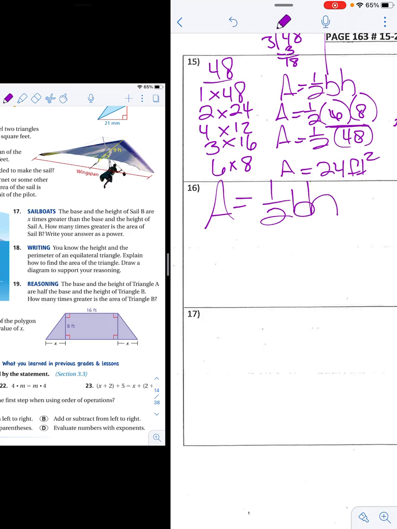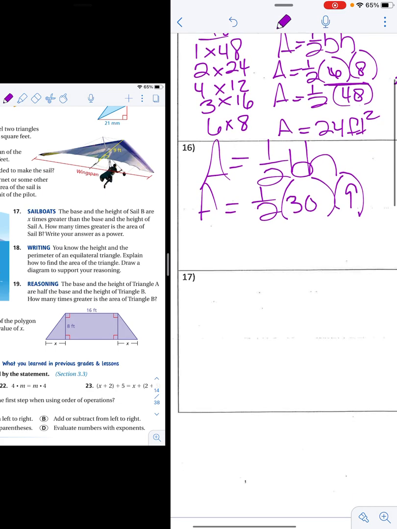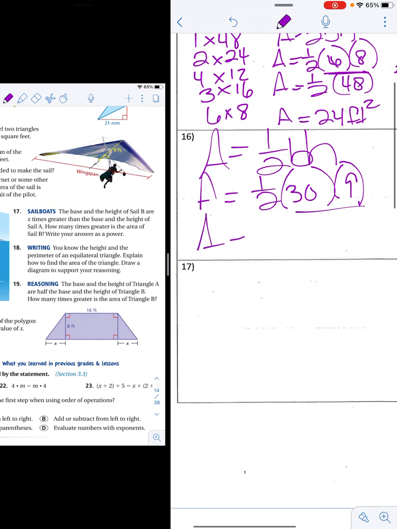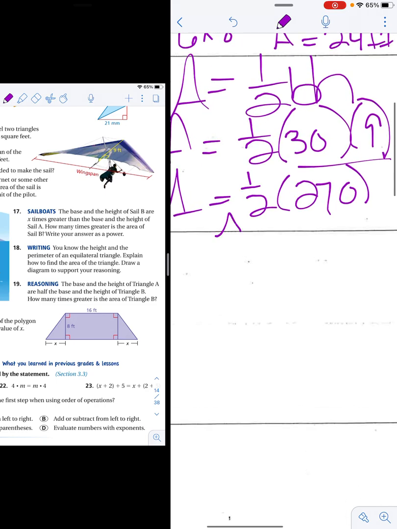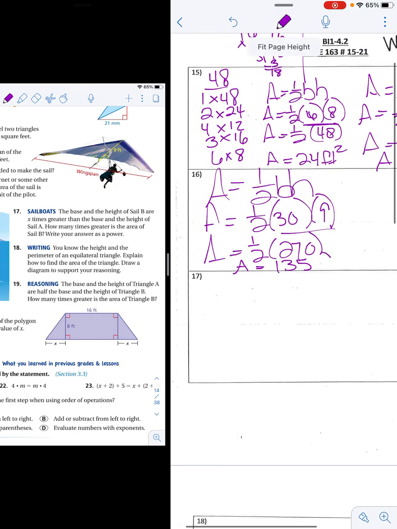It's a triangle. The glider is a triangle. So again, the base or the wingspan was 30. The height was 9. 30 times 9, 3 times 9 is 27, so 270. And half of 270 is 135. Okay.